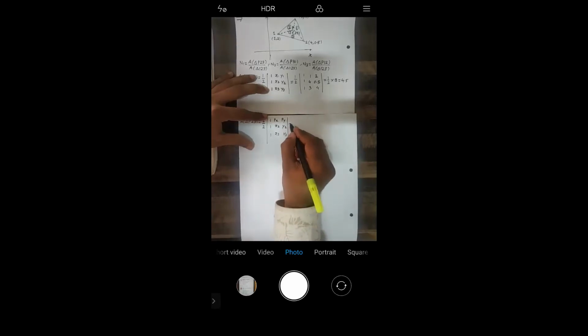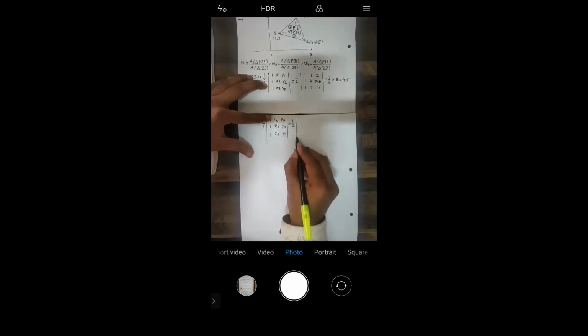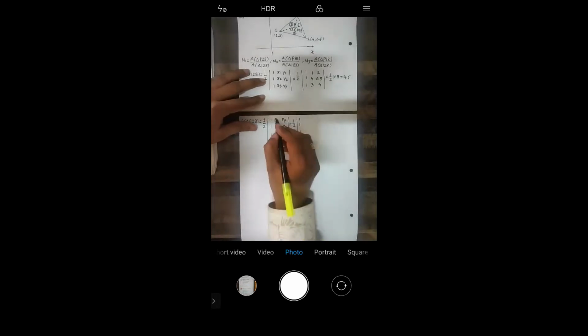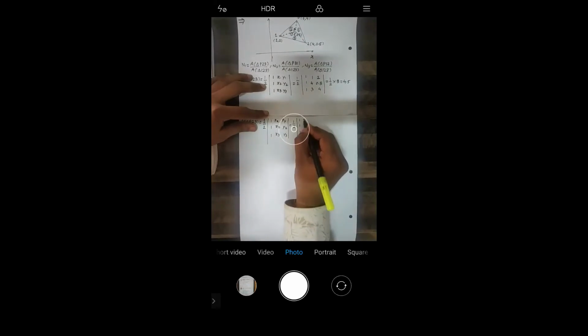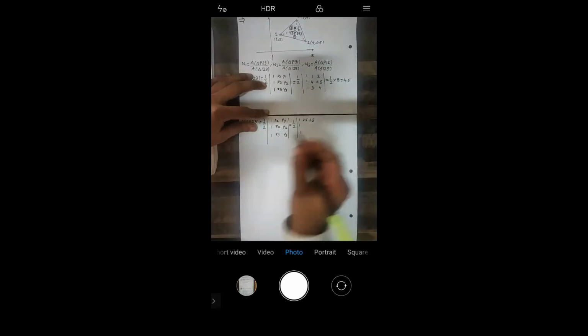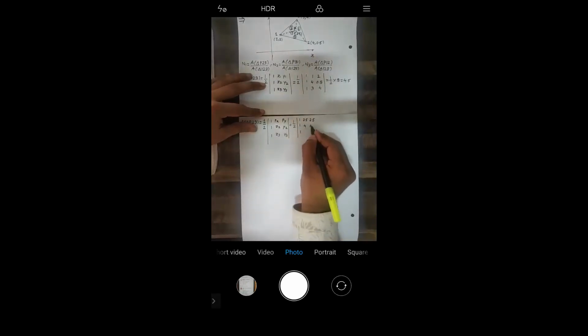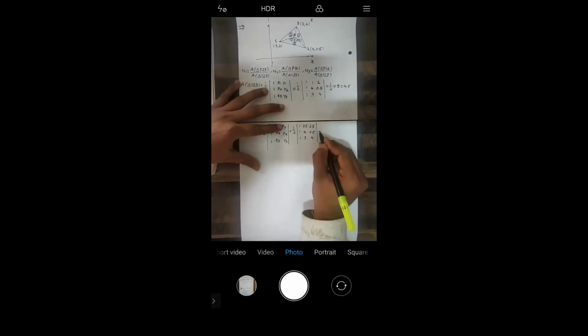Yes or no? Half, then 1, 1, 1, then Px, Py. What is the x coordinate of P? It is 2.5. What is the y coordinate? Again 2.5. Next, x2, y2 is 4, 0.5. And x3, y3 is 3, 4. Right? So again I need to solve it. I have to solve half into this matrix.